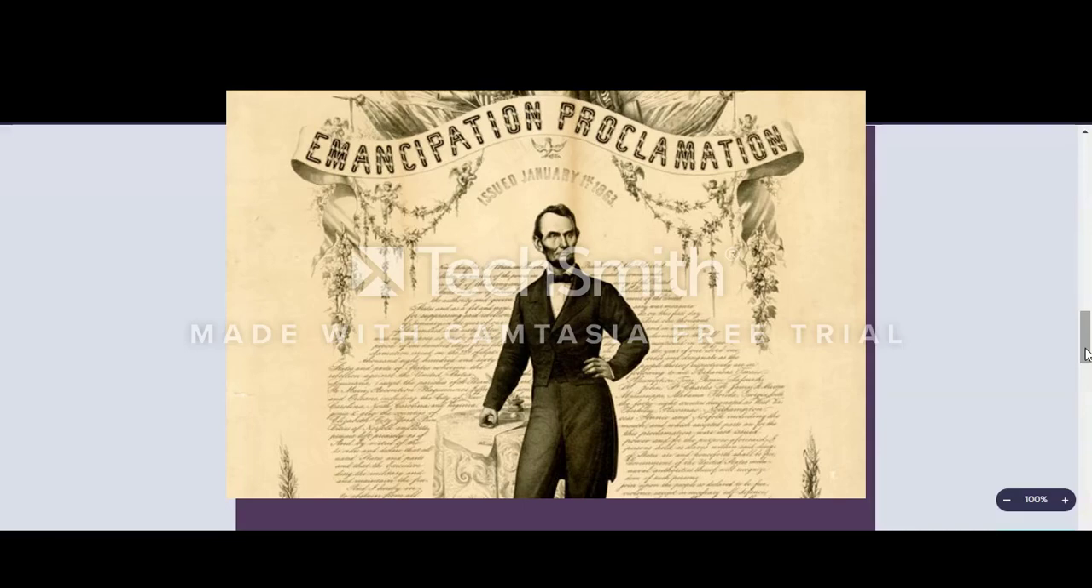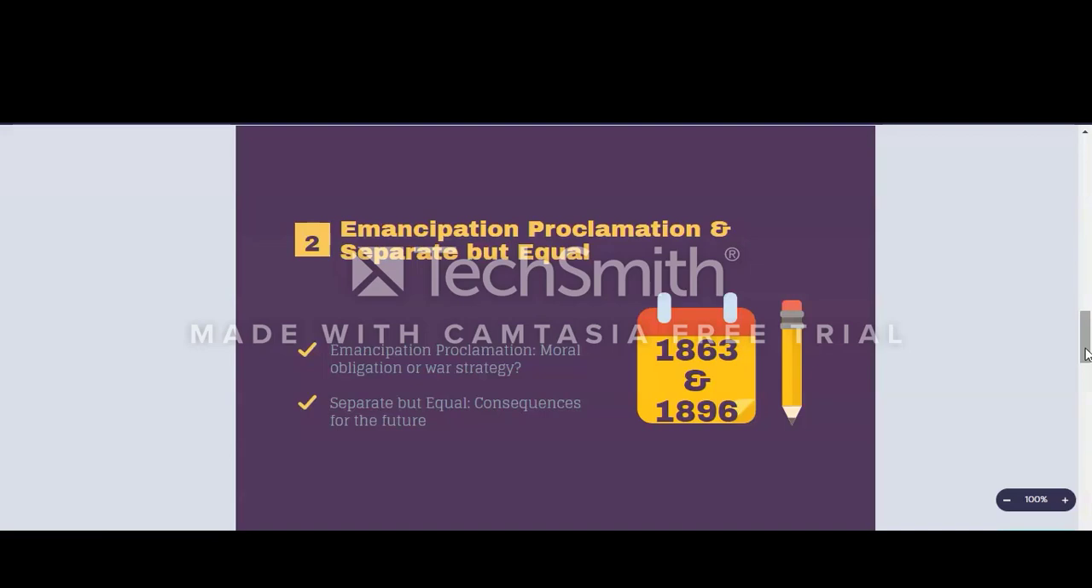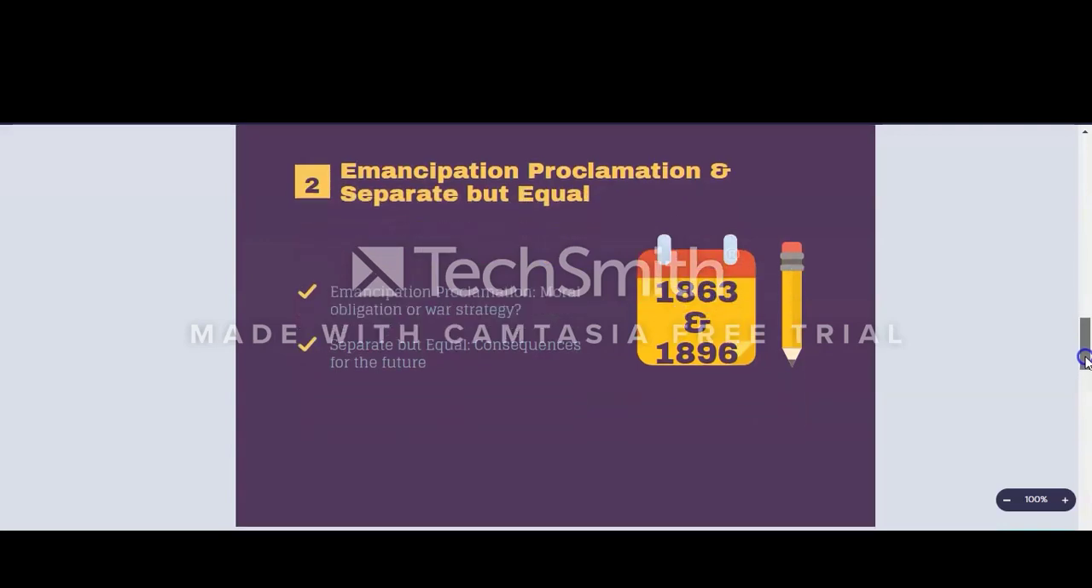So the Emancipation Proclamation and separate but equal. The Emancipation Proclamation, it's always questioned if that was a moral obligation felt by Lincoln or if that was more of a war strategy to win the Civil War. And then separate but equal, consequences for the future. I think this is a big one.